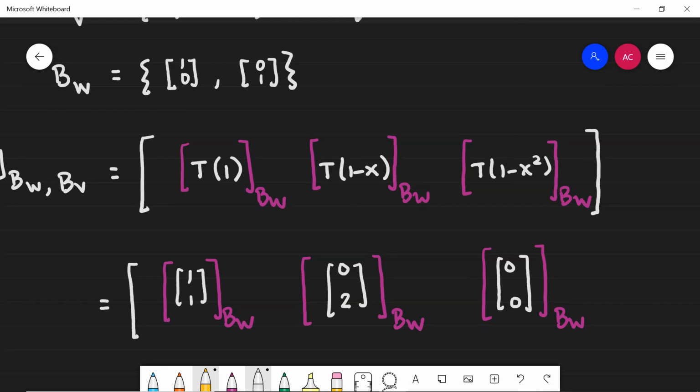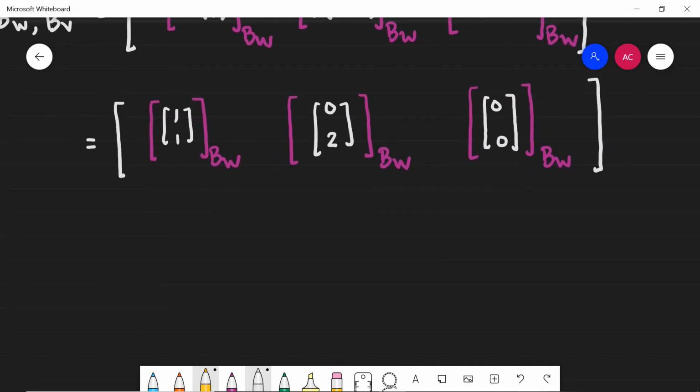Because I'm looking at the standard basis, it's really easy to write down the coordinate vectors. In fact, nothing changes after I look at the coordinate vectors in this instance. So what I'm getting here is 1, 1, 0, 2, and then 0, 0. So that is my matrix. That's the matrix representation of my map.